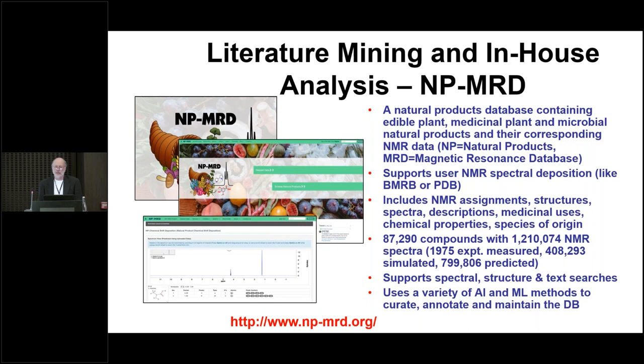And so we're hoping to capture both NMR data and eventually mass spec data. Right now, the database has 1.2 million NMR spectra, but only a small number of which were actually deposited as FIDs, about 400,000 that were simulated from the known or assigned chemical shifts, and about 800,000 using machine learned methods for calculating NMR spectra. We use a lot of AI and ML methods, that's artificial intelligence and machine learning, to help maintain and curate the database and check the quality of the data that's being deposited.